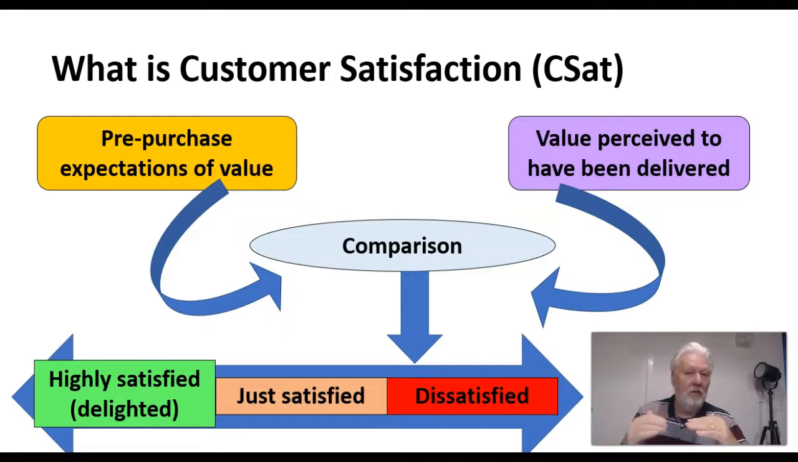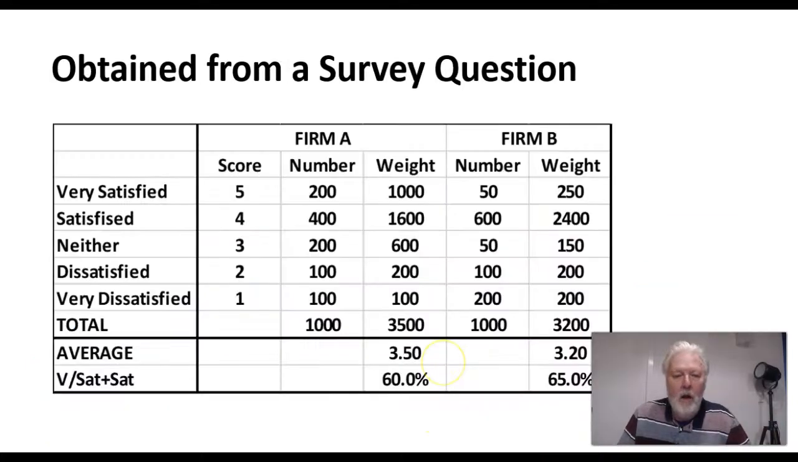And if it's anywhere below, again, we've got a gap. I expected this, but the delivery was a lot lower. Then we're dissatisfied or possibly very dissatisfied. So while I have three boxes there, there's actually a continuum, so there are many more there. Okay, so let's have a look at the two measures.